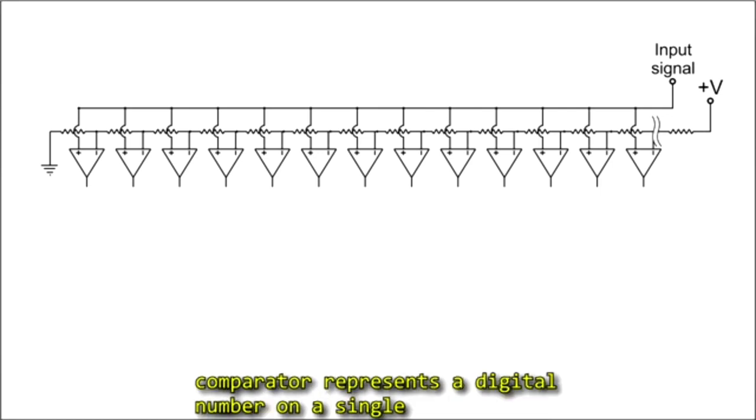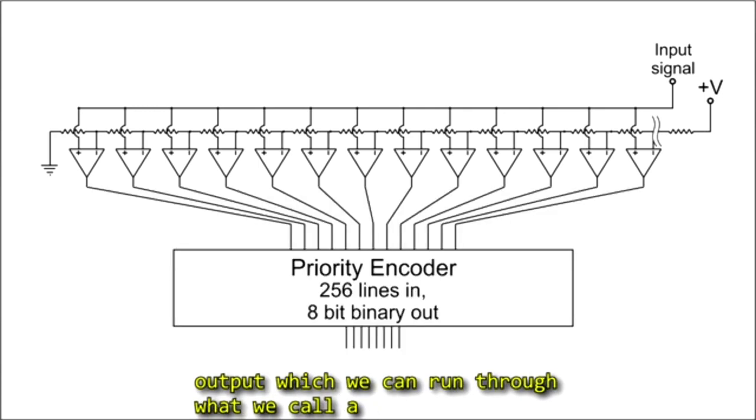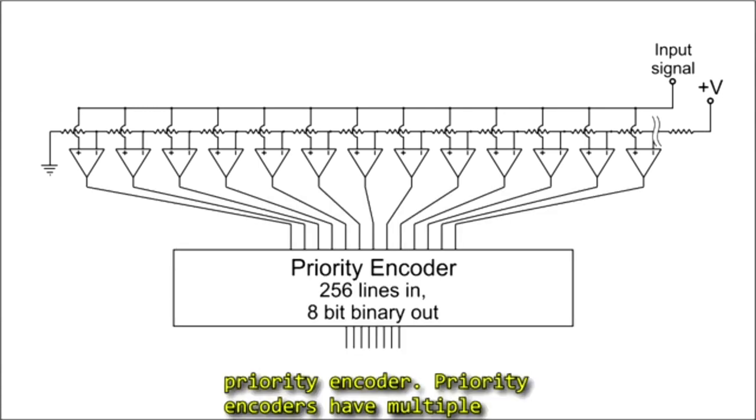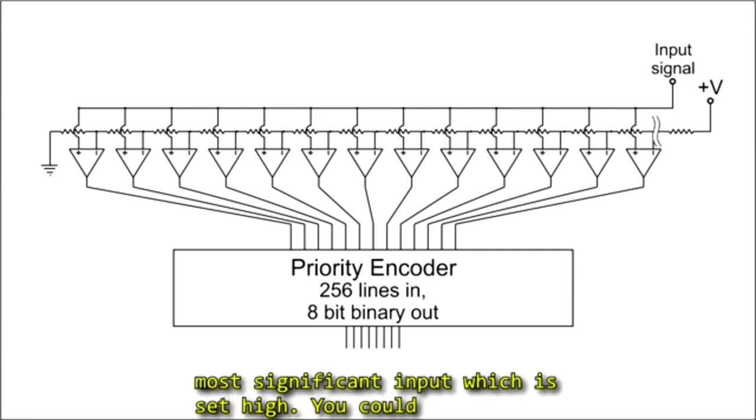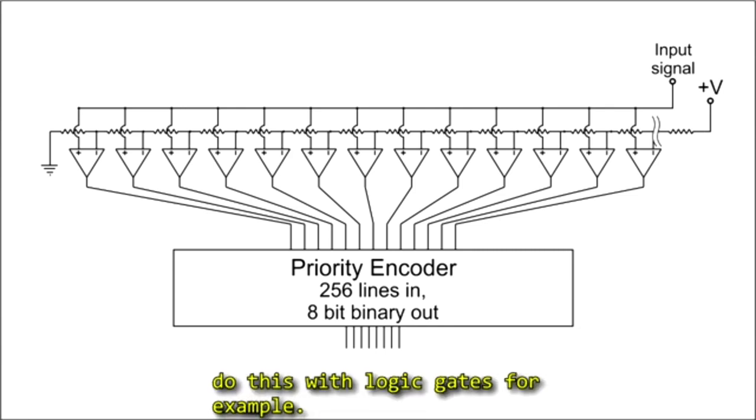Each comparator represents a digital number on a single output, which we can run through what we call a priority encoder. Priority encoders have multiple inputs and set a binary output according to the most significant input which is set high. You could do this with logic gates, for example.